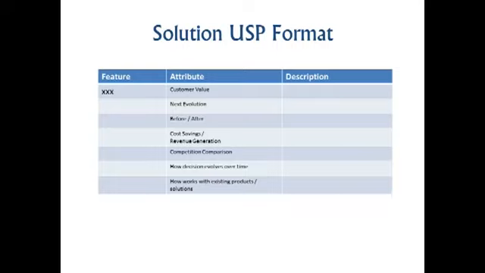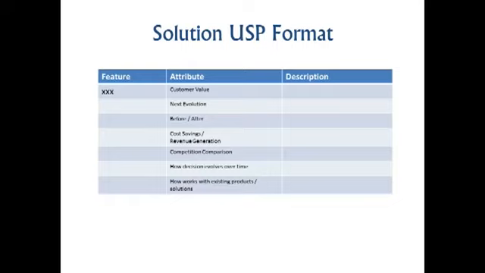A good way to document a USP is to take a look at the features of your product, and then for each feature, list out the following attributes. How does the customer value it? What's going to be the next stage for that particular feature? What's the customer's life before they start to use it or after they use it? Is there any cost savings or revenue generation because of that particular feature? How does that match up to the competition? How does the customer decision to use it evolve over time?